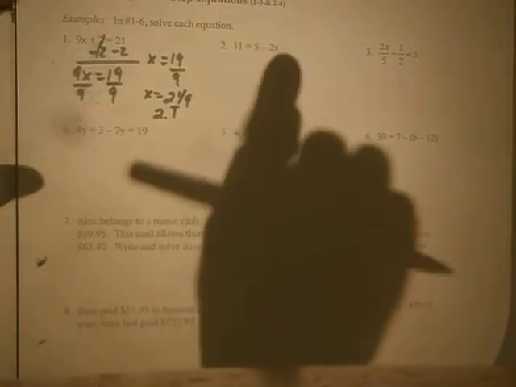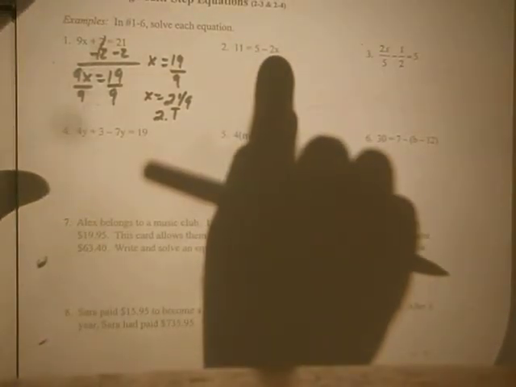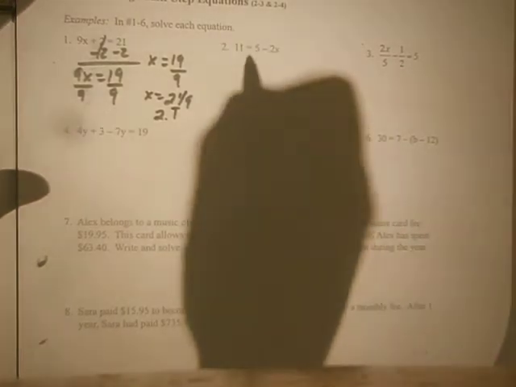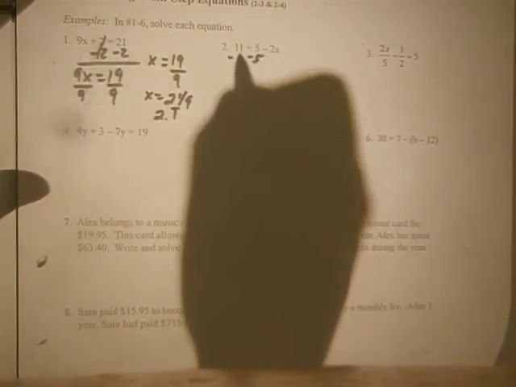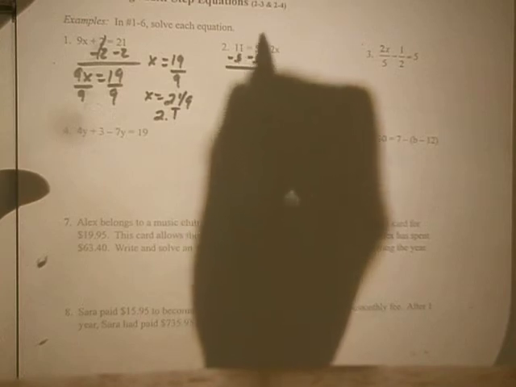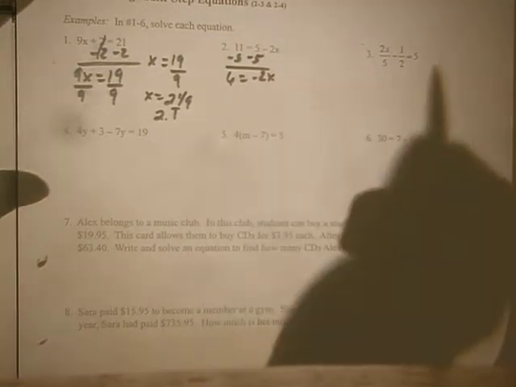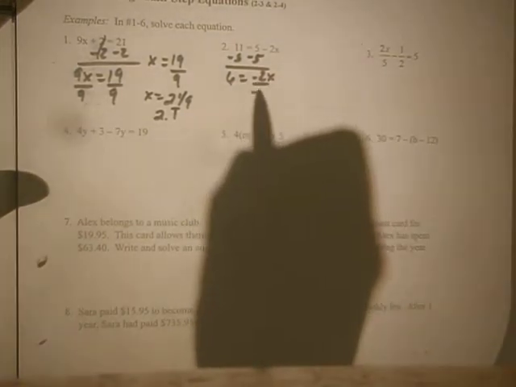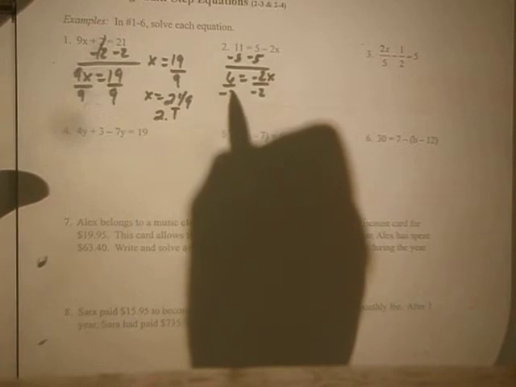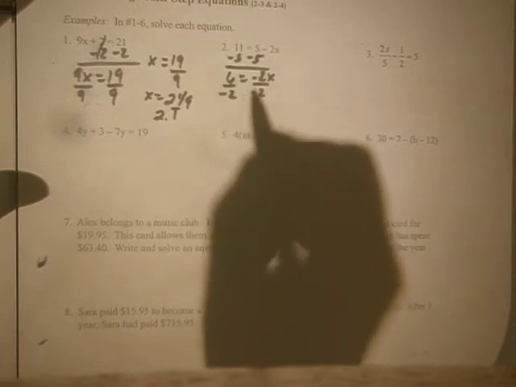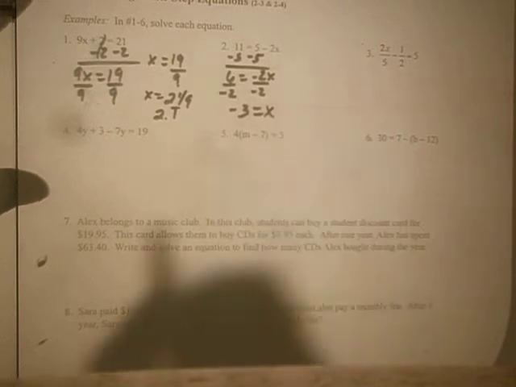Solving number 2, we're trying to get this x by itself. We would subtract the 5 from both sides. 11 minus 5 is 6. Careful with the negative here. It's going to equal a negative 2x. Dividing both sides by negative 2. 6 divided by negative 2 is a negative 3 equals x.